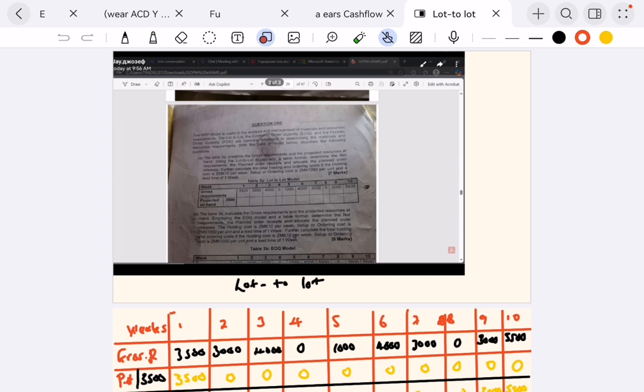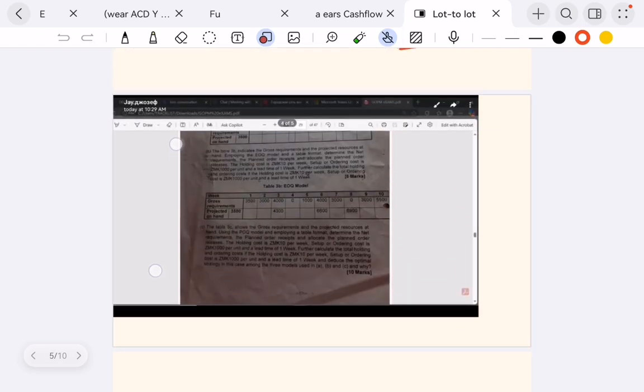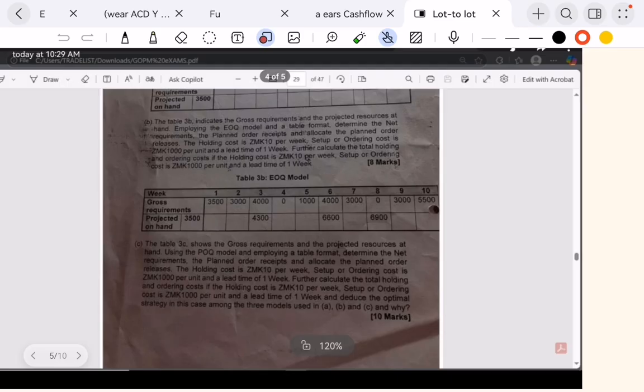B says, so we continue with solving for the MRP. So B says the table 3B. So this is table 3B, the one which is down here. It says table 3B shows the gross requirement and the projected resources at hand using the periodic order quantity POQ.